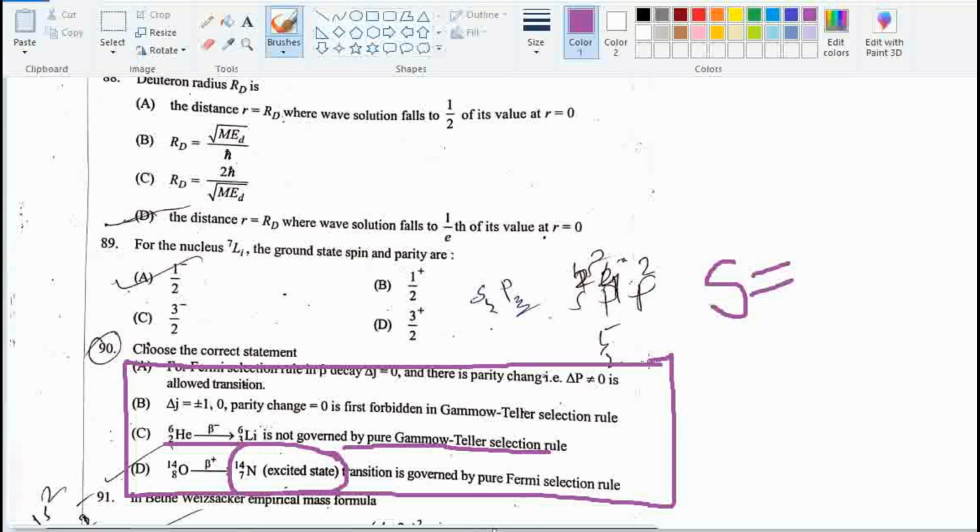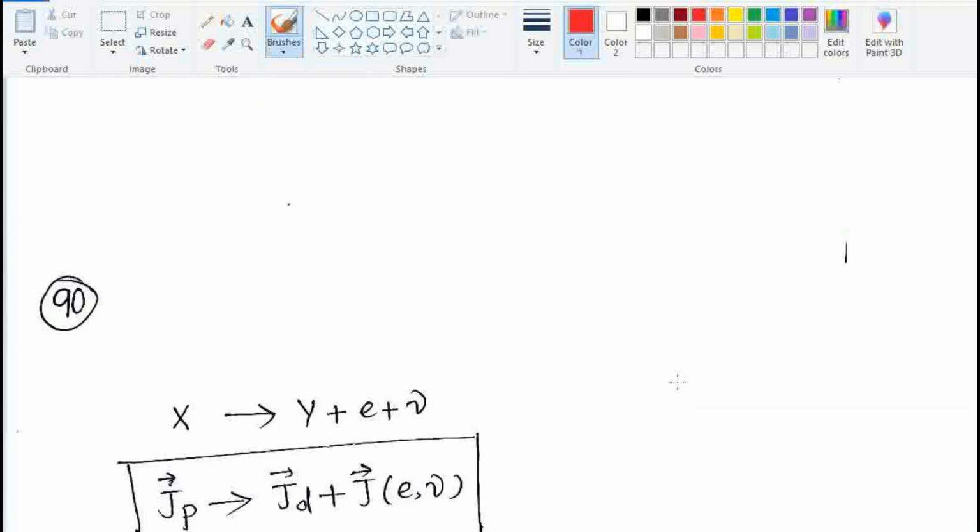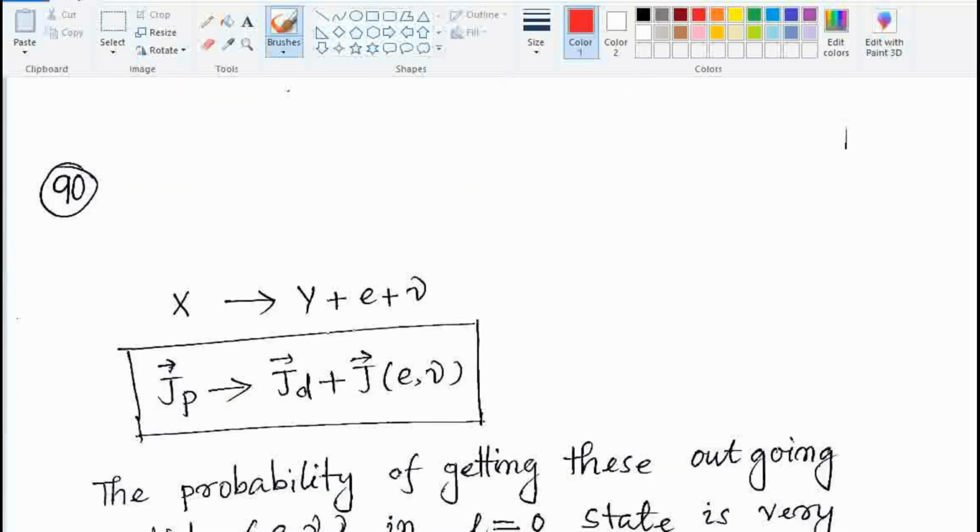We have to see the basic statements behind the transition rules in beta decay. So let's see. This is question number 19, and to give you an idea and basic information, X is the parent nucleus and Y is the daughter nucleus. This e can be an electron or a positron, and nu can be a neutrino or an anti-neutrino.